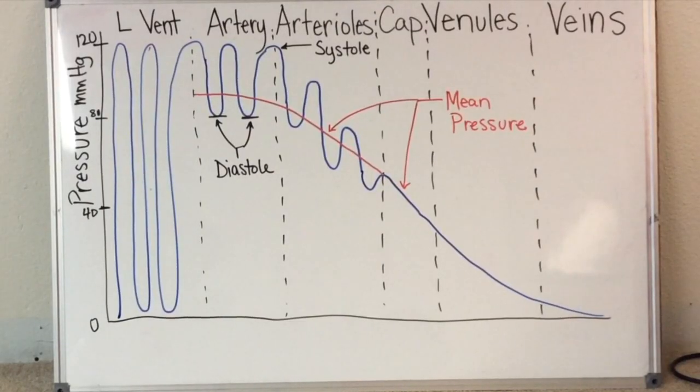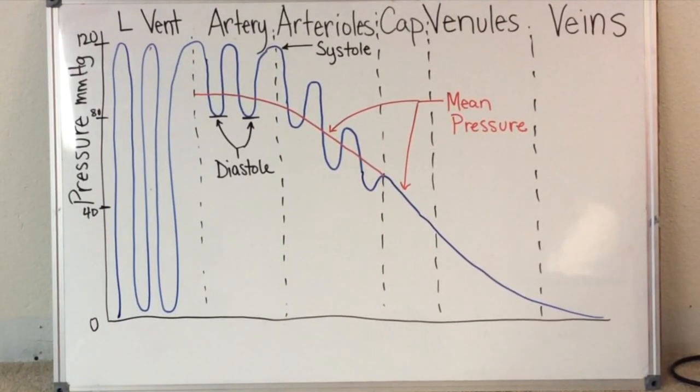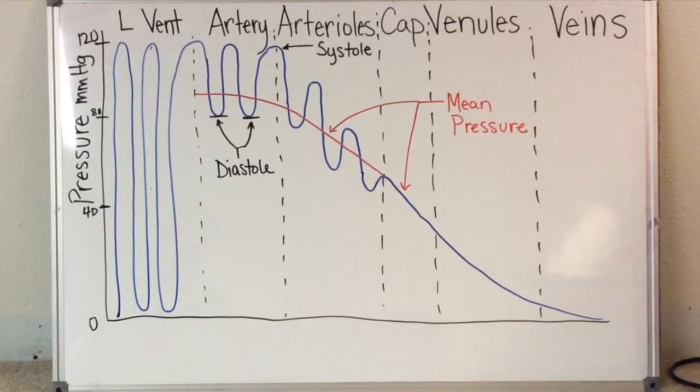Blood flow is dependent on a pressure gradient. As you can see, pressure in the vessels slowly drops as the blood moves from the left ventricle all the way to the vein. This increasing drop in pressure provides the driving force to move the blood throughout all the vessels back to the heart.